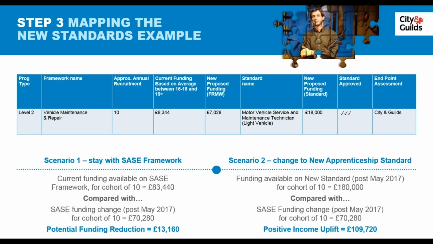So if you look at the vehicle maintenance and repair, let's say, for example, if you're working with a number of SMEs who you're putting cohorts through, so let's say you were to start a cohort of 10 apprentices on the old framework from May onwards, then the potential funding reduction is £13,000. I think that is a significant drop in funding. However, if you were to start that same cohort on the new standard post-May 2017, the uplift is significant.